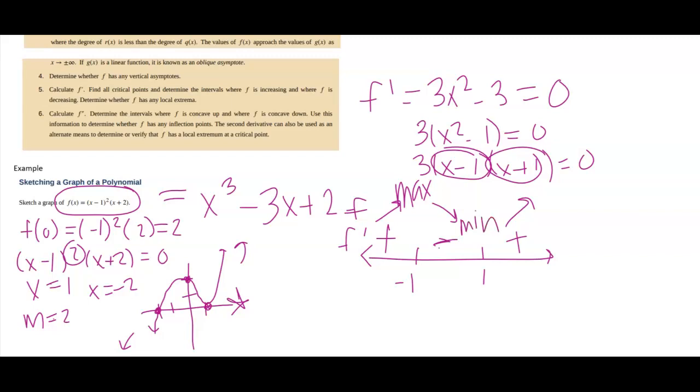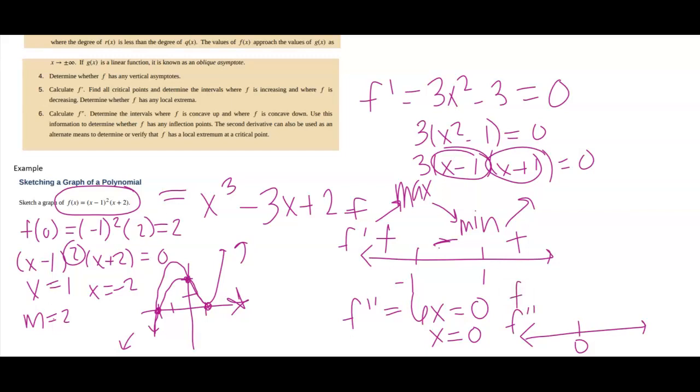Now mine doesn't really have that max at -1. So probably my graph really should have like a maximum and then come back down, right? So I might be able to fix that a little bit. I can also find f double prime. That's going to be 6x. And if I look at 0, it is my only 0.